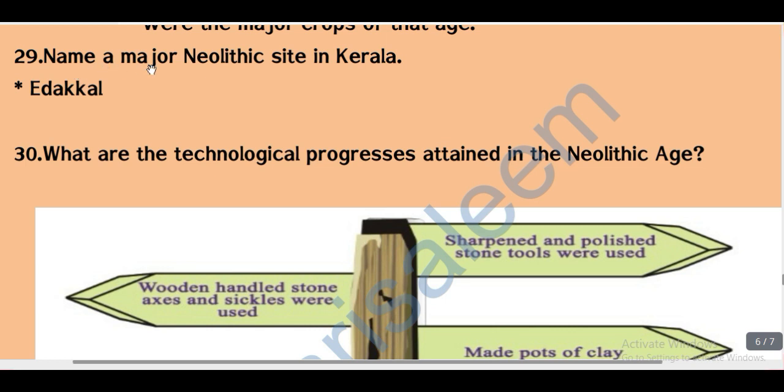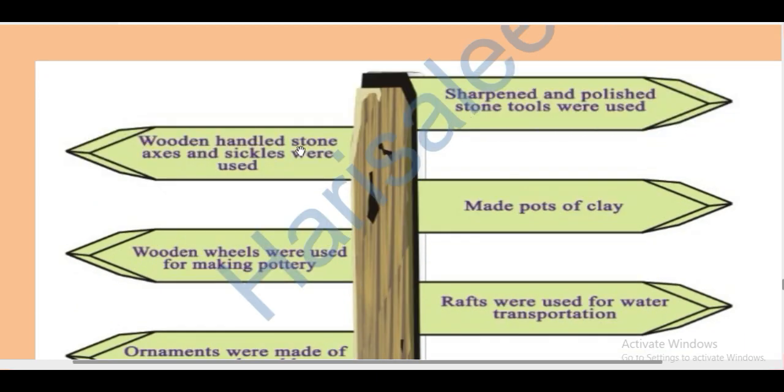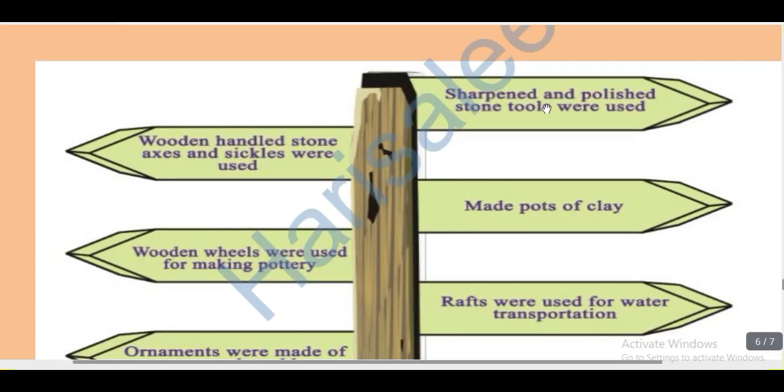Name a major Neolithic site in Kerala. Edakkal. What are the technological progresses attained in the Neolithic age? Wooden handled stone axes and sickles were used. Sharpened and polished stone tools were used. Wooden wheels were used for making pottery, made pots of clay.